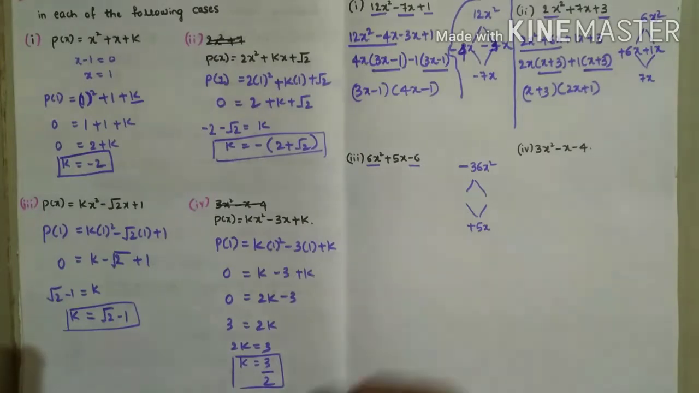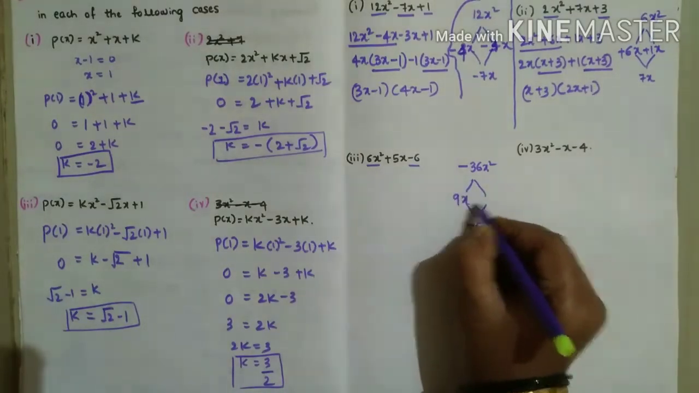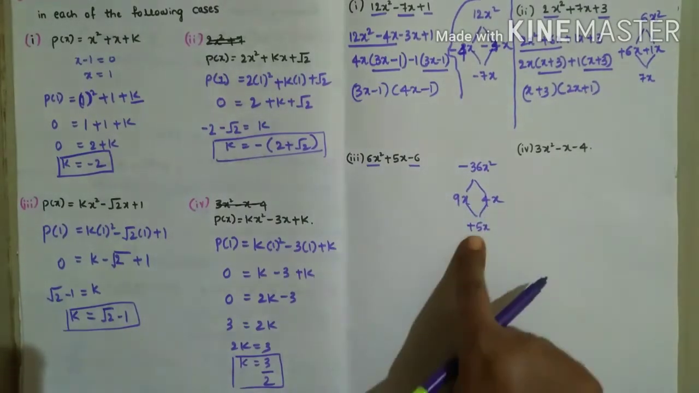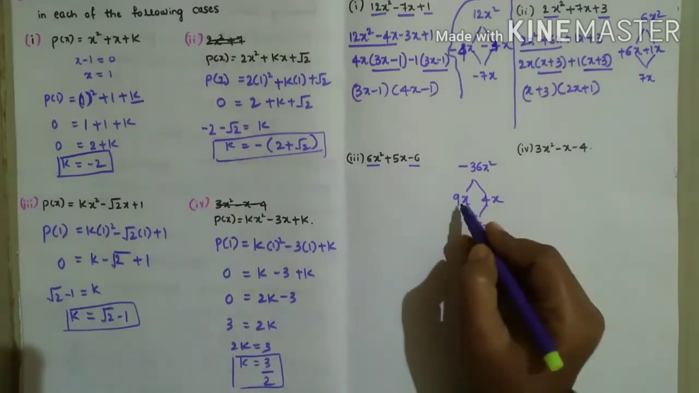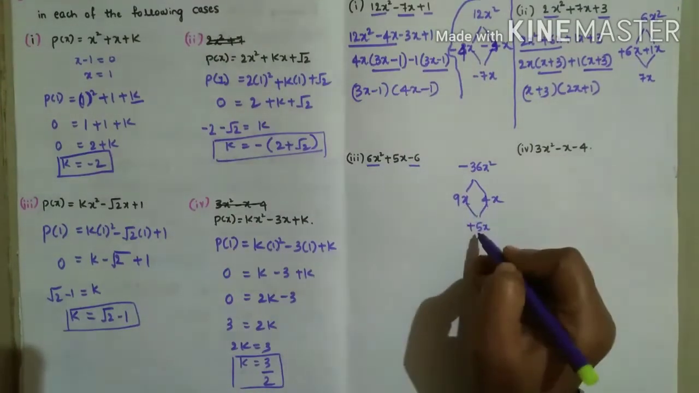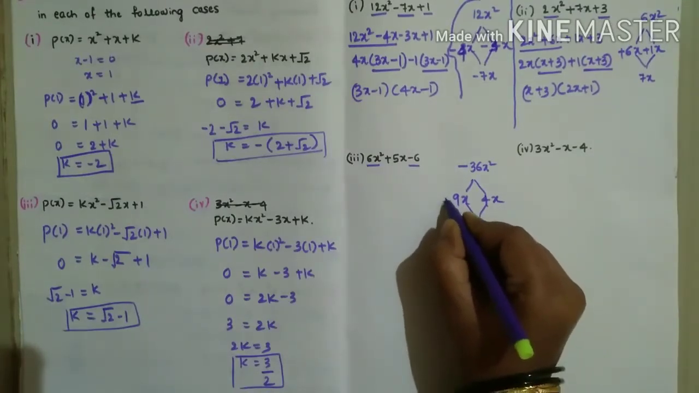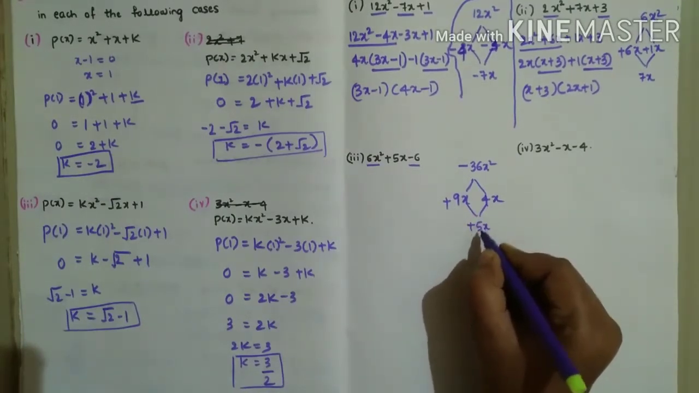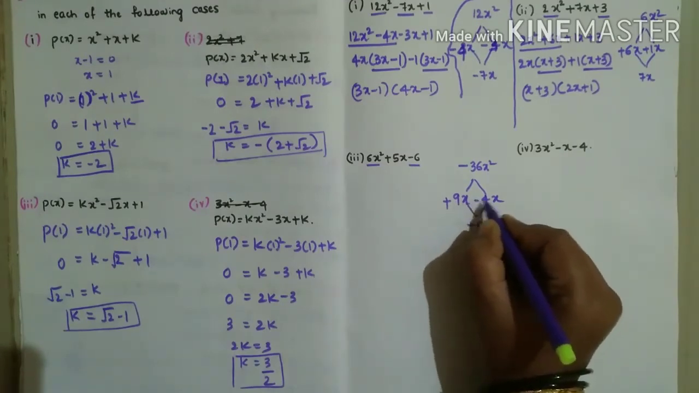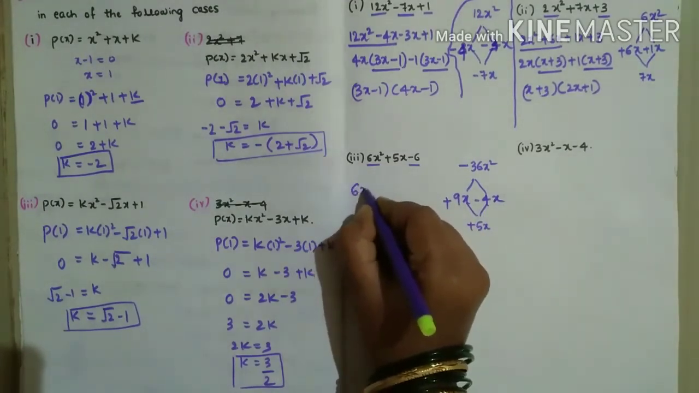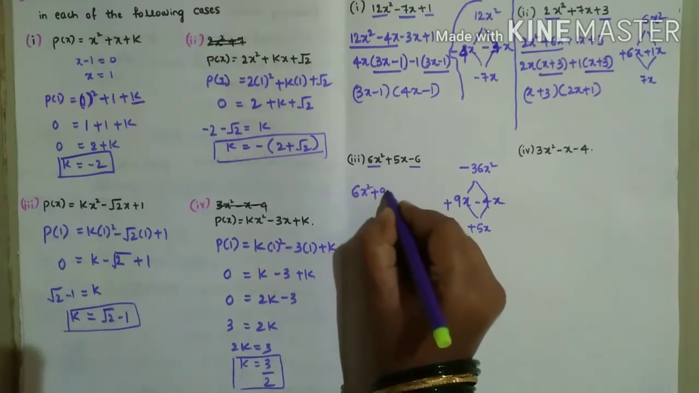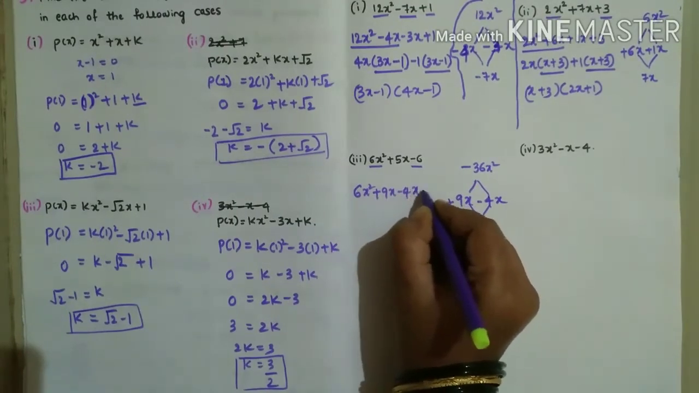9 4s are 36, so 9x and 4x. Observe the signs here. Plus 5x we want to get. Here 9 is there, 4 is there, and 9 minus 4 is 5. So for the bigger number we have to take plus, because we want to get 5x in plus. So plus 9x minus 4x we have to take. 6x square plus 9x minus 4x minus 6.